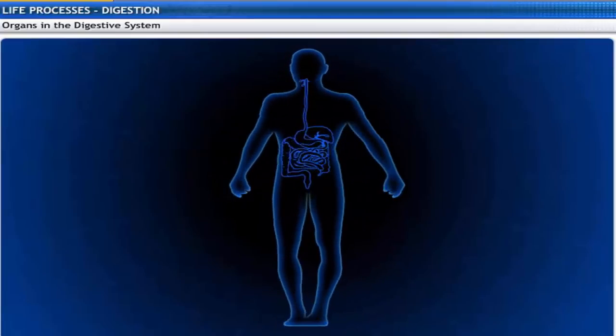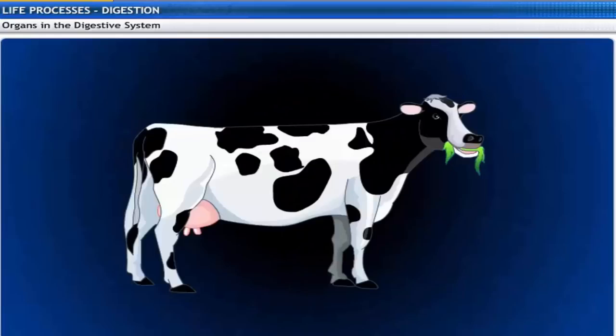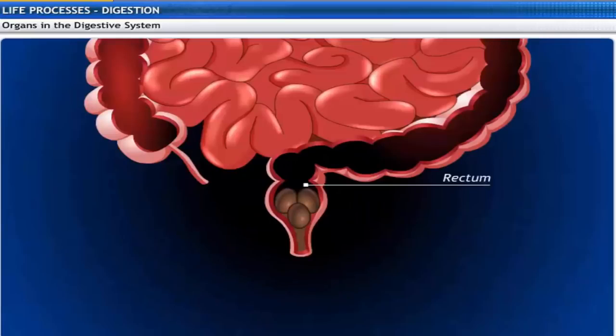It does not have any function in the digestive system of humans. However, it is functional in herbivores such as cows. The rectum stores the solid excreta until it is ready to be excreted from the digestive system through the anus.